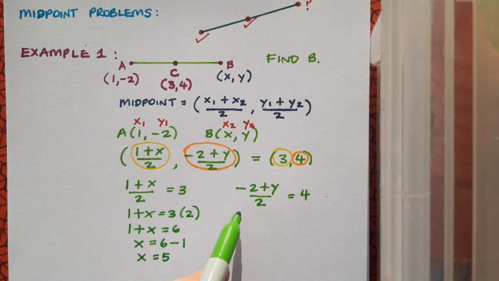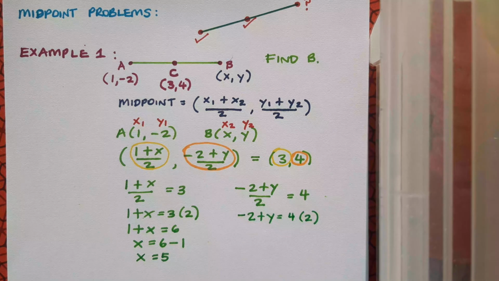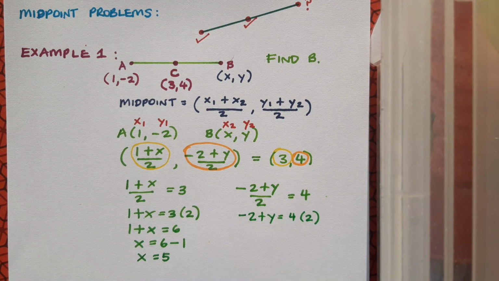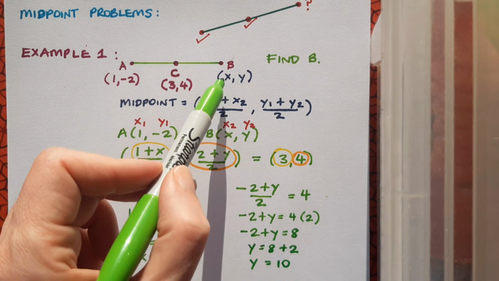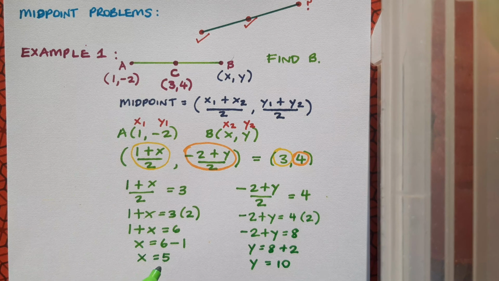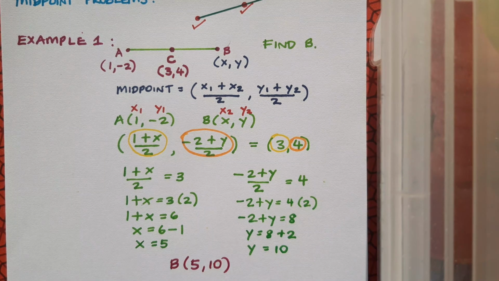I'll do pretty much the exact same thing over here. So the 2 goes from dividing to multiplying again. I'll multiply and then I'll get the y by itself. So this time y will be equal to 10. And the x and the y that I've just found are the parts of the B point. So I can make this B point now by just making a point with x and y together, (5, 10). And that's my solution.